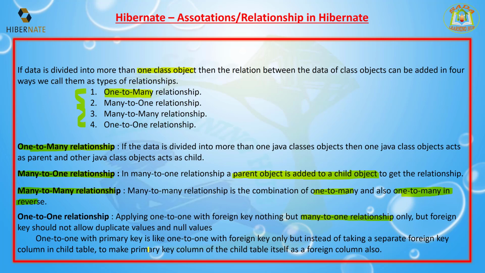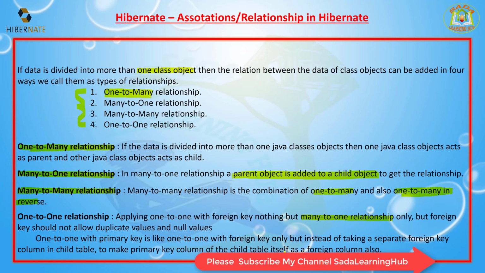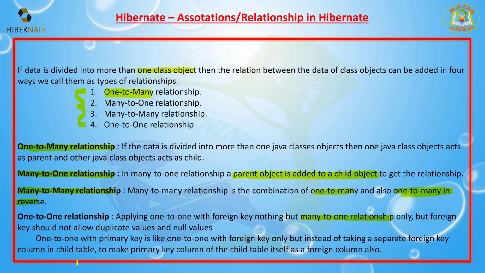One to one with primary key is like one to one with foreign key only, but instead of taking a separate foreign key column in the child table, we make the primary key column of the child table itself a foreign key column. We are not creating one more primary key column. That is about one to one.